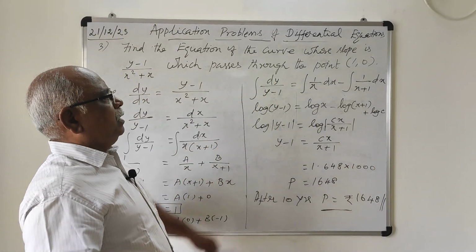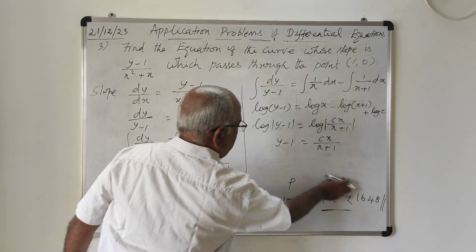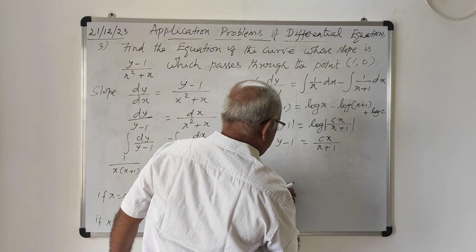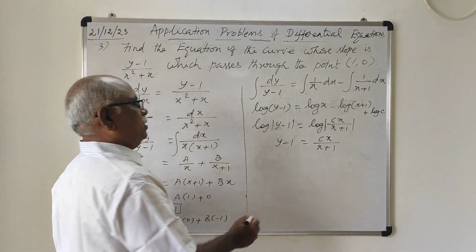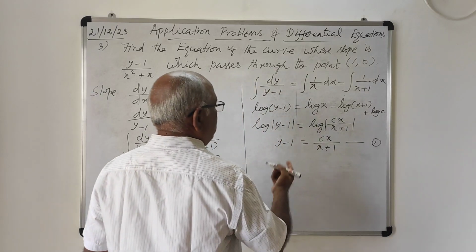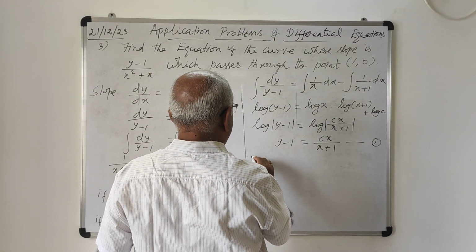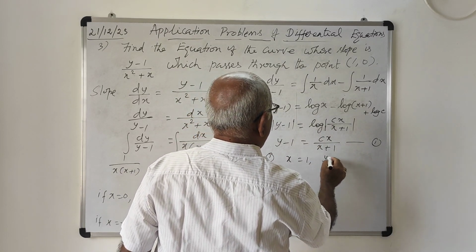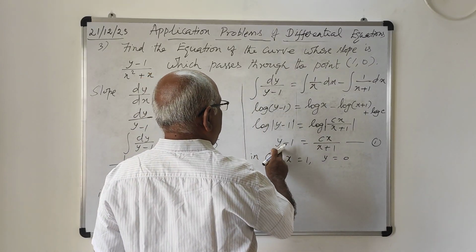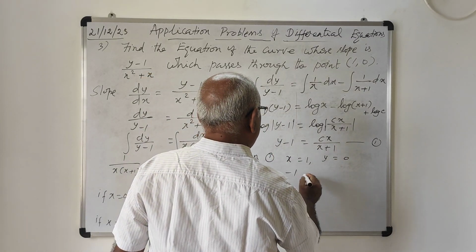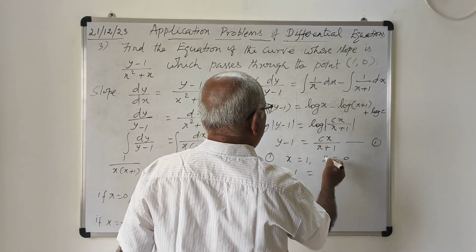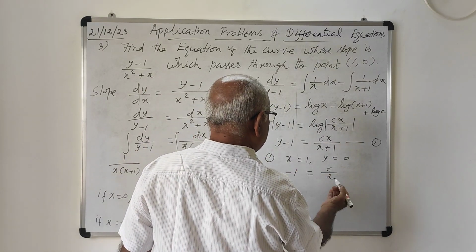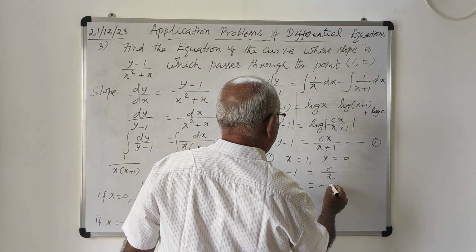Now the condition is that the curve passes through the point (1, 0). You substitute x equals 1 and y equals 0, and you will get the unknown c, and thereby you will get the answer. Consider this as equation 1. In equation 1, replace x equals 1, y equals 0. With y equals 0, you get minus 1 on the left hand side. With x equals 1, it is 1 into c by (1 plus 1), which is 2. So by cross multiplying, c equals minus 2.